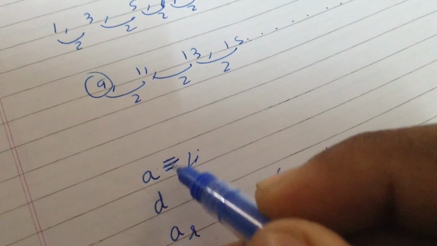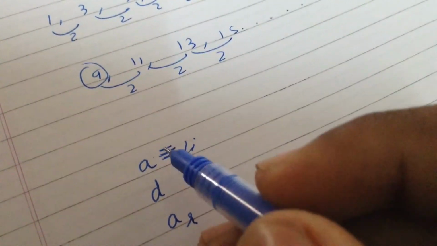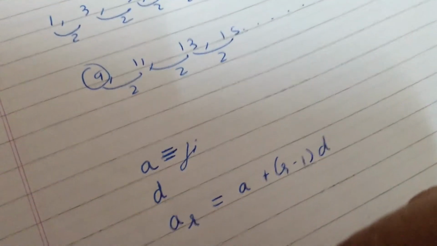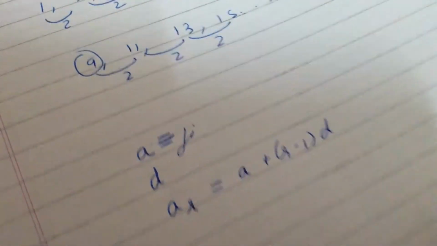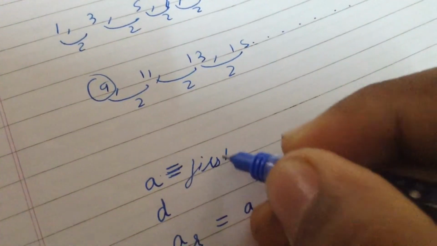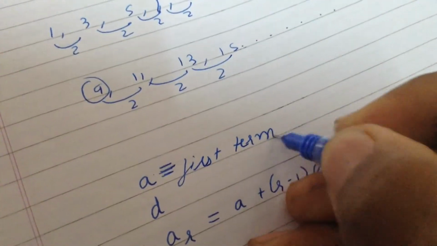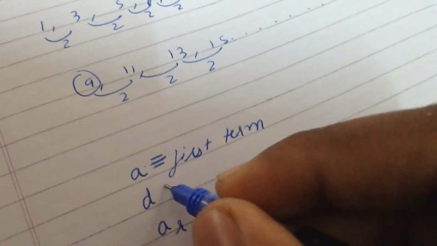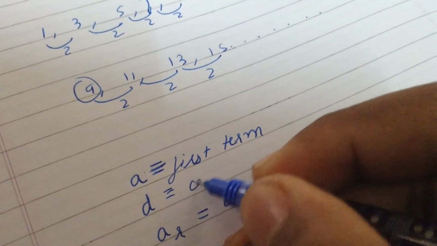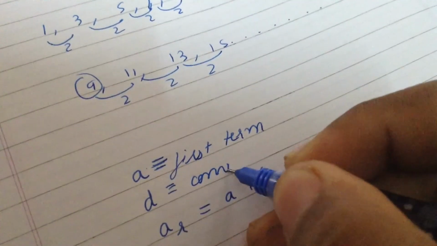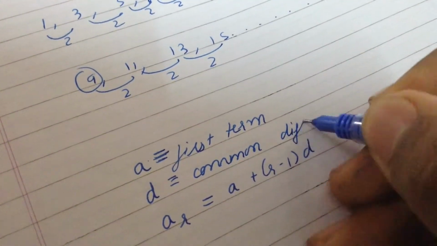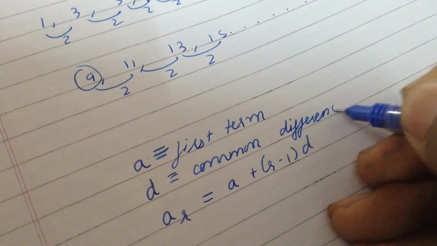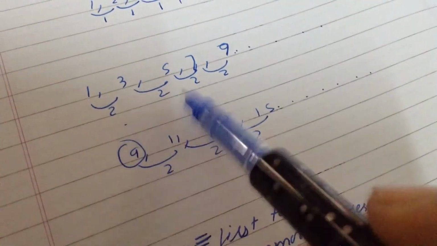This, by the way, three dashes is a symbol of equivalence. It doesn't mean it is equal to, but it says that it is equivalent to the first term. And D is equivalent to the common difference. Since the difference between any two terms is always the same, it is said to be the common difference. The difference which is common. See? 2, 2, 2, 2.